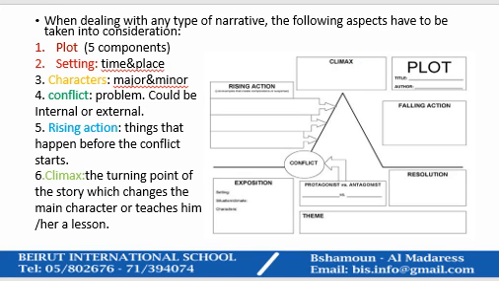Now, how to write a narrative essay? When dealing with any type of narrative, the following aspects have to be taken into consideration. The first one is plot, and in the plot we have 5 components. First, we start with the exposition, which is the introduction. Then we have the rising action. After that, we have the climax. After the climax, we have the falling action. And finally, we have the resolution or the solution.